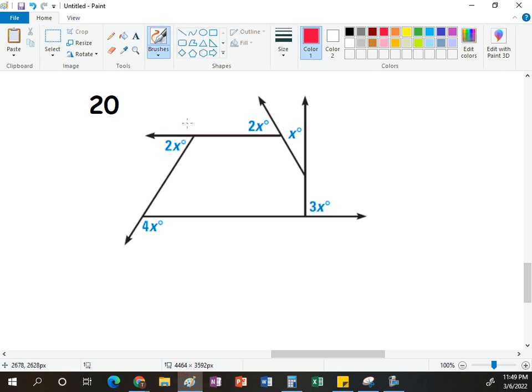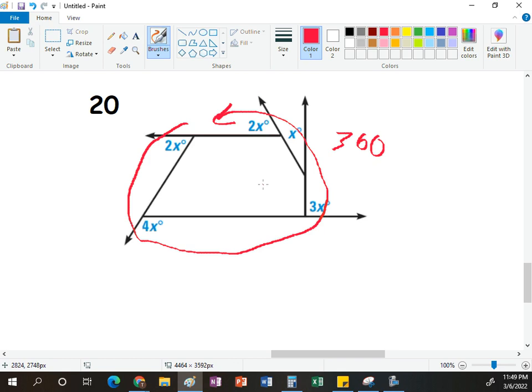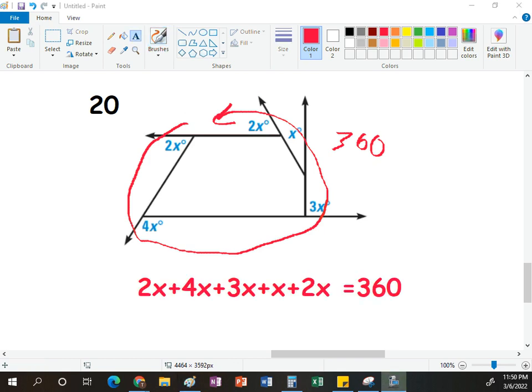Finally, our last problem, number 20, we're looking at exterior angles again. We know that all these angles together have to add up to 360. So all we got to do is literally write each angle plus each other is going to be equal to 360. An equation that looks something like this, and all you have to do is combine like terms.